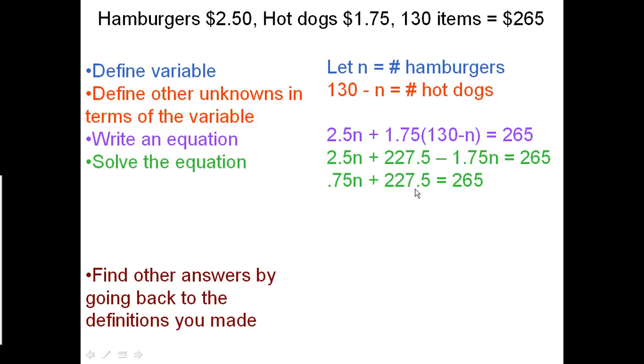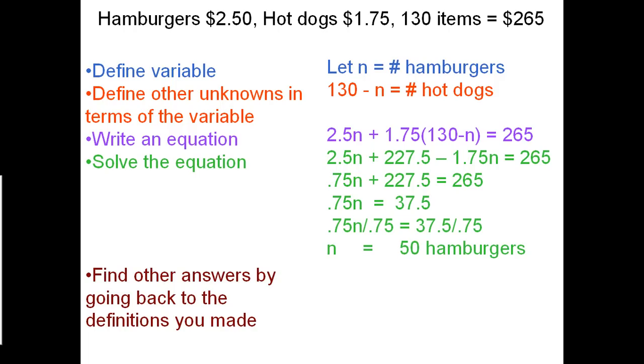Subtract 227.5 from both sides. When I do that, I get 0.75n is equal to 37.5. Divide each side by 0.75. And I end up with n is equal to 50. Again, n is the number of hamburgers. So the answer is 50 hamburgers.